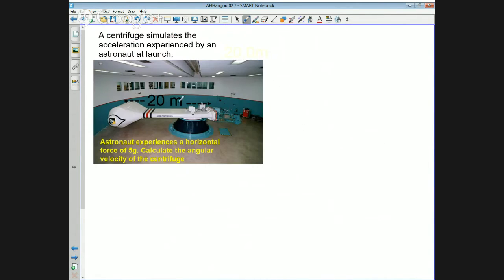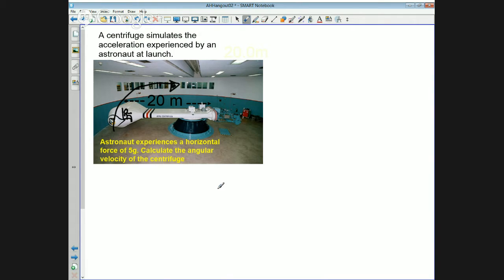Okay, next question is to do with NASA. It's to do with this picture here of a centrifuge. A centrifuge is a piece of apparatus built in this big room here, 20 meters in radius, which spins round in a circle round this room like that. And it's designed to give an astronaut who is sitting in some sort of chair here. There's the astronaut sitting in there, if I can draw him. And he's going to spin round.